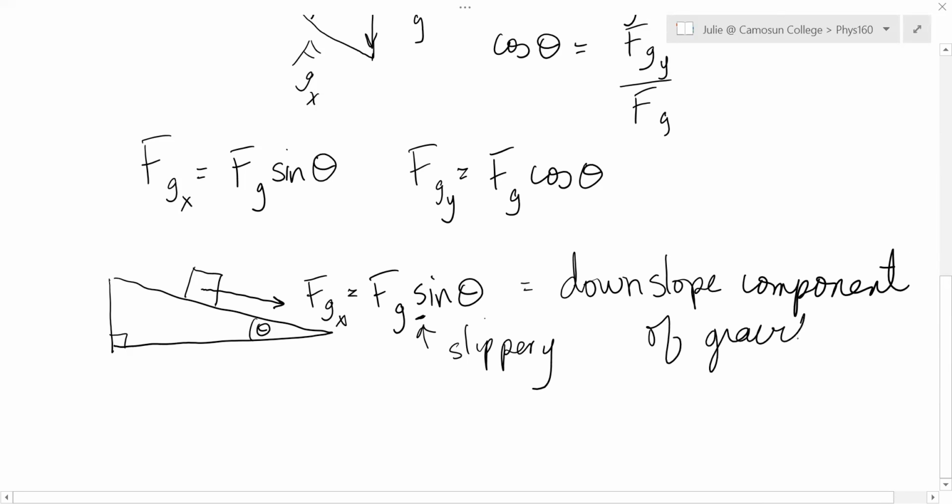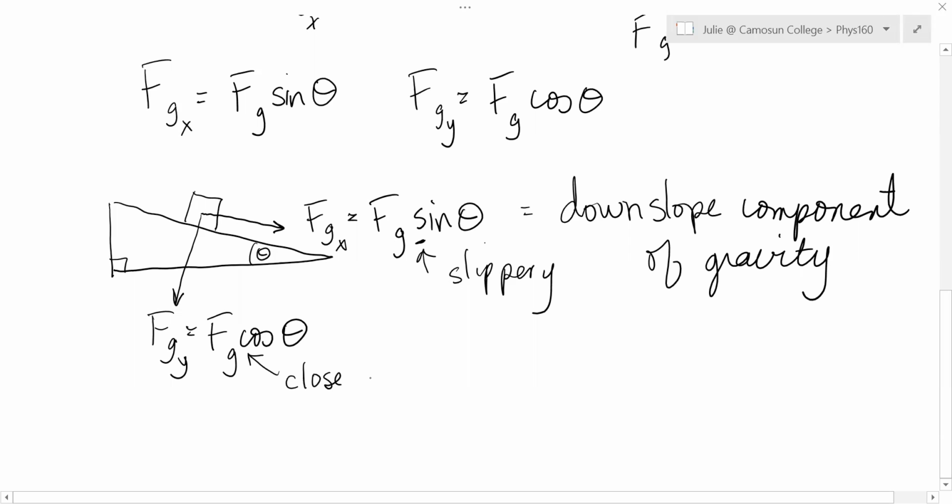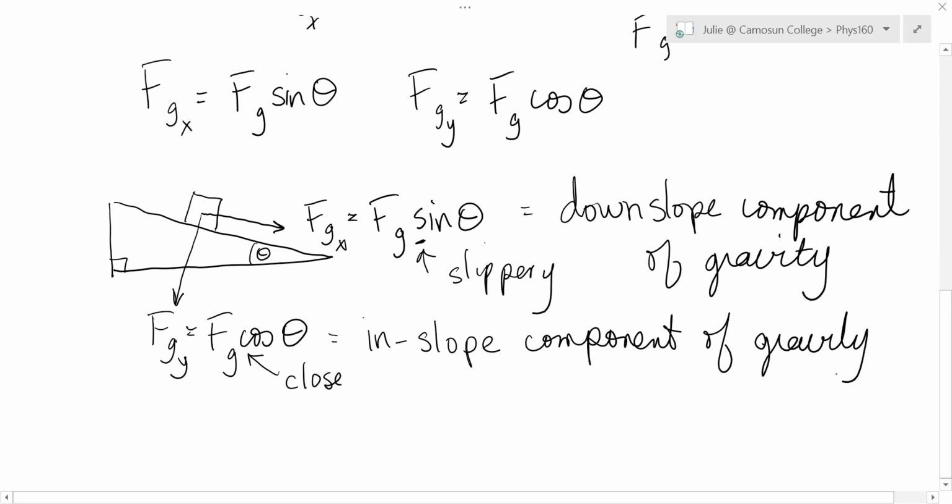Now, it doesn't matter whether this box is sitting still, going up, going down. If it's sitting on that incline, gravity is pulling it with a force equal to FG sine theta. And then the other component, keeping it on the surface so it doesn't fly off into outer space, FGY, is FG cosine theta. The way I remember that is close. So this is what keeps the box close to the surface. I call this the in slope component of gravity, the one pulling the box into the slope. And you absolutely have to memorize that, because every single problem you do on an incline, you will need those two components.